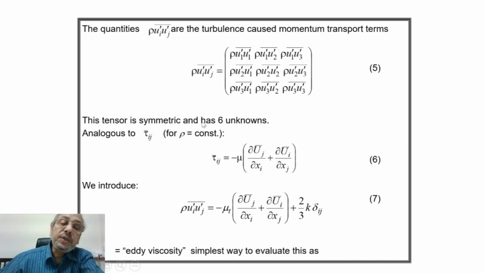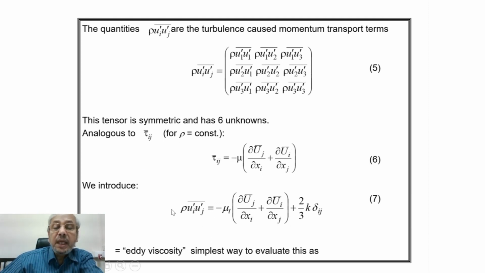This tensor is symmetric and has 6 unknowns. Basically, if we look into this, this is unknown, this is unknown, this is unknown, this is unknown, this is unknown, this is unknown. Since it is symmetric, we need not count these 3, but 1, 2, 3, 4, 5, 6 unknowns. And this is analogous to Tij bar, which comes out of molecular viscosity.